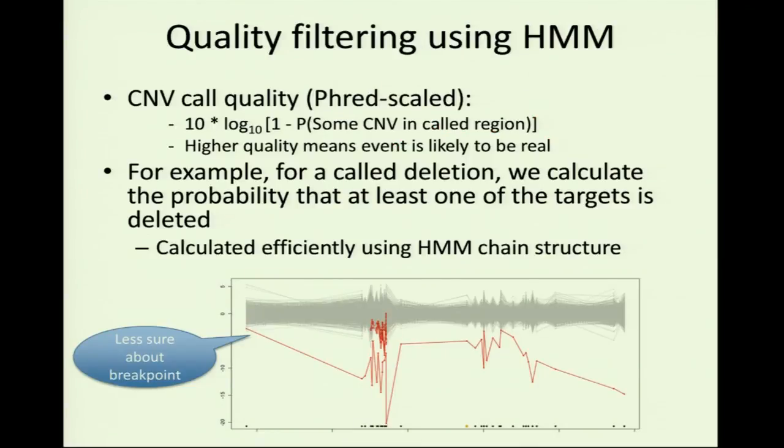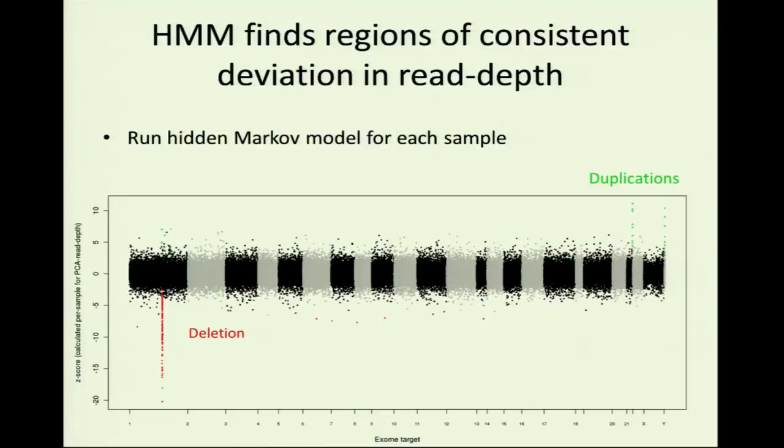One of the important points is, so we have a hidden Markov model. We'll go back to this slide. We have a hidden Markov model here that calls copy number variants across the exome. Fine, so you have some call. You can mark it in red, mark it in green. Those are just indicating the calls. But in terms of actually knowing how much I should believe that call?